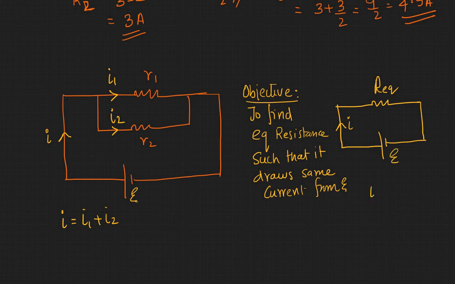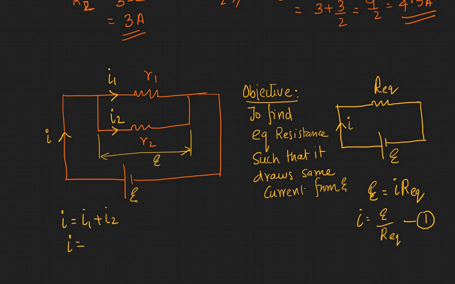And on here we know that E is equal to I into R equivalent, or I will be equal to E by R equivalent. So this is your first inference. On the left hand side you can say, my I is equal to I1 plus I2, and the potential difference across these two ends is going to be E. So I is going to be E by R1 plus E by R2, applying Ohm's law. So this is your second inference.